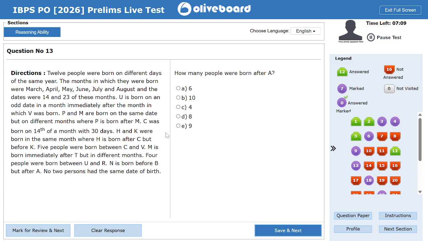So TM, M 14, P. C H के ये हो गया. TM different month ये हो गया. M P same date ये हो गया. So A N B हो गया.